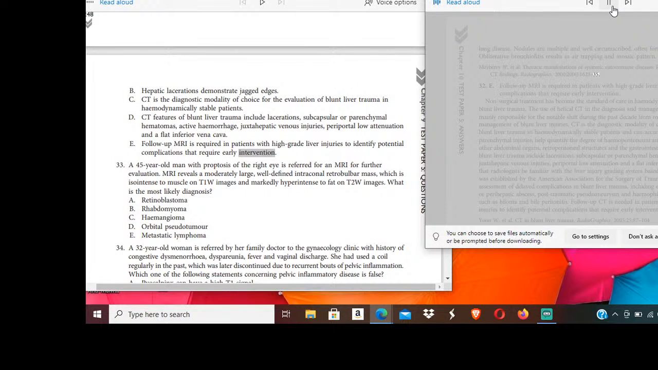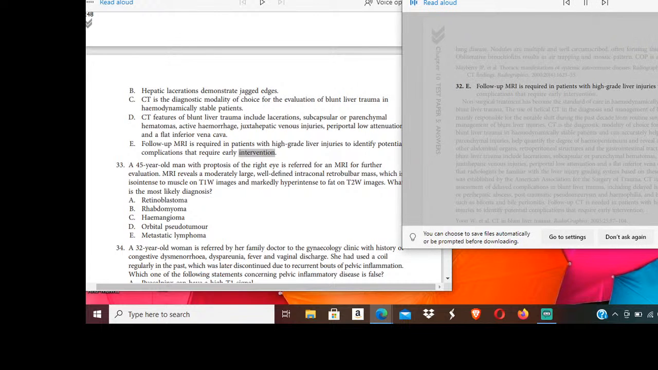32. E. Follow-up MRI is required in patients with high-grade liver injuries to identify potential complications that require early intervention. Non-surgical treatment has become the standard of care in hemodynamically stable patients with blunt liver trauma. The use of helical CT in the diagnosis and management of blunt liver trauma is mainly responsible for the notable shift during the past decade from routine surgical to non-surgical management of blunt liver injuries.